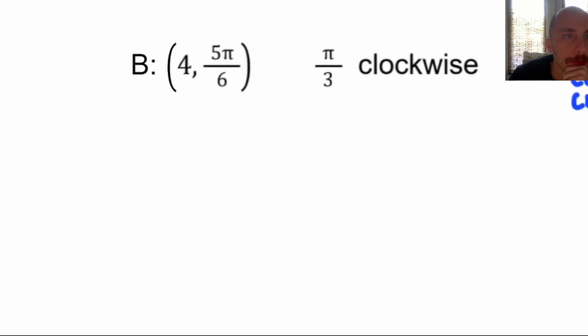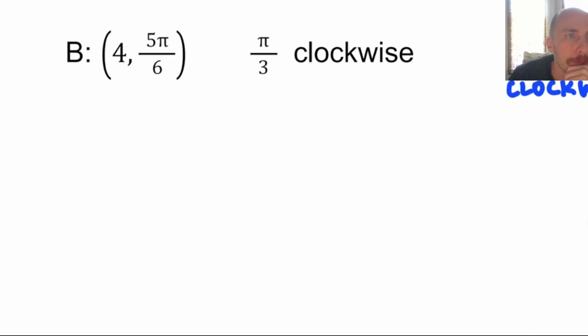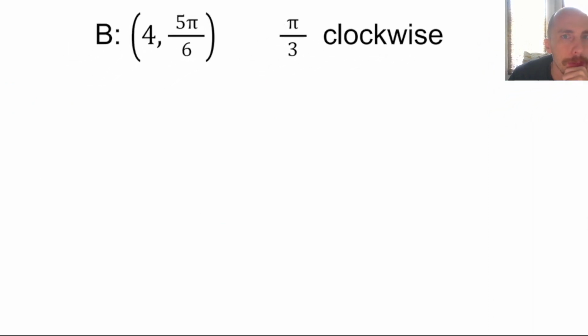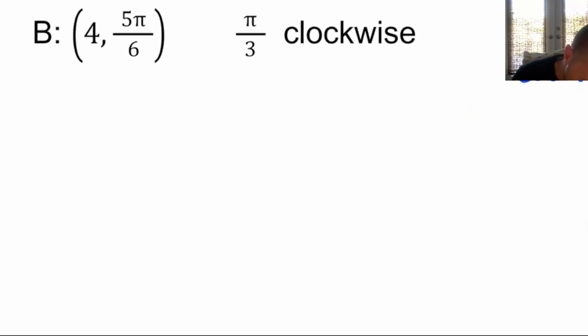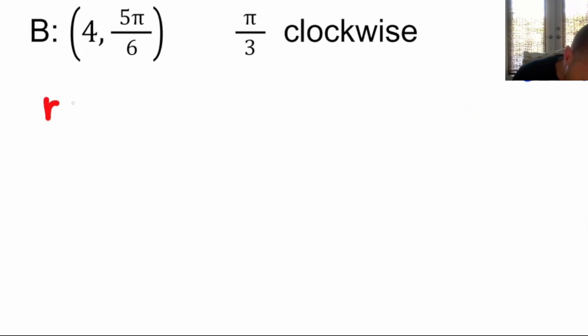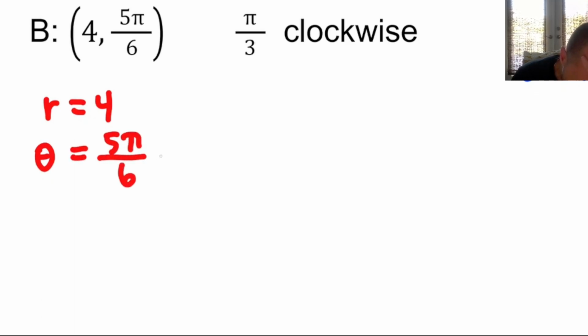Let's see, what's the next one? Okay, b after a rotation pi over 3 clockwise. We're going to subtract pi over 3 from the angle. So I said r equals 4, and theta is going to be 5 pi over 6 minus pi over 3, which is 2 pi over 6, and that would be 3 pi over 6. Oh, we like that. That's pi over 2.